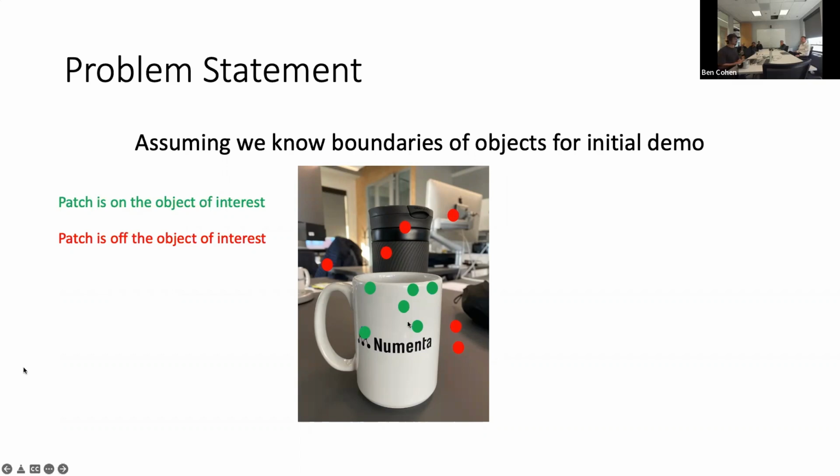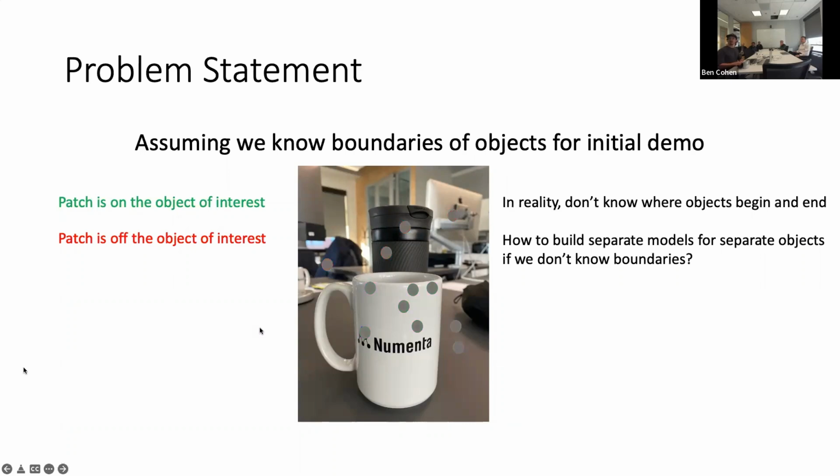These little green things are supposed to represent a label that says, all right, I'm sensing the Numenta mug, and these red observations are not on the mug. Of course, in reality, the observations would look more like this. You just have little bits of sensory input, and you don't know what they belong to.